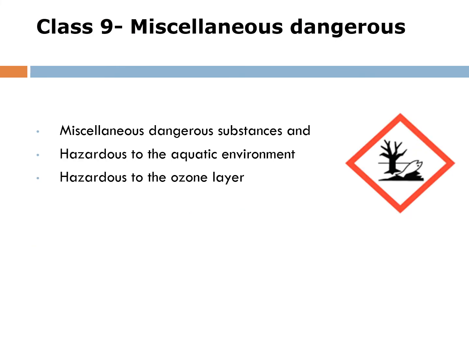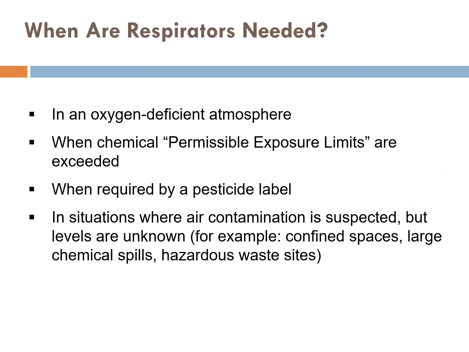Class 9 contains miscellaneous dangerous substances, and those are hazardous for the aquatic environment as well as for the ozone layer. So those are contained under this class 9. Since we covered different classes and there are different substances or chemicals that are really very dangerous and have high toxicity, right? That's why I added a couple of slides regarding these equipments.